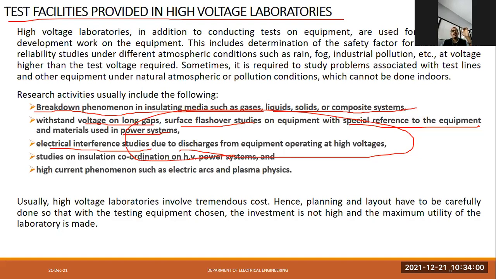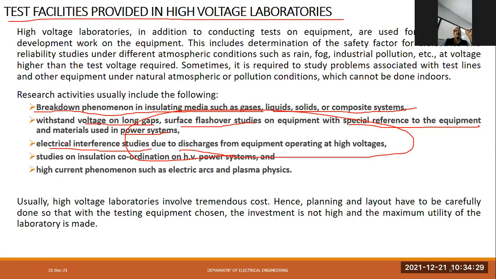Then studies on insulation coordination in a high voltage power system. What does insulation coordination mean? Whenever we are thinking about insulation coordination, there are class A to class F types of insulations, and in a high voltage power system lab, we have to coordinate all the types of insulators. In cables there is a sheathing, there is armoring, there is a covering. In those cases we need to take this coordination into consideration.